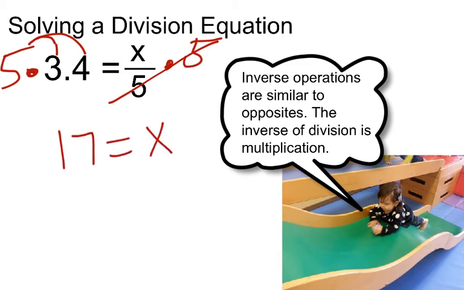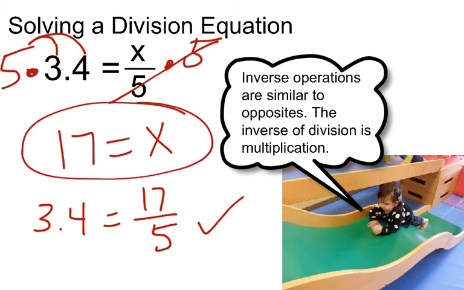17 equals x. Now I need to see if this is correct. Is 3 and 4/10 equal to 17 divided by 5? It is. So my problem checks out. x equals 17. So that's using an inverse operation. So we might note that inverse operations are similar to opposites.